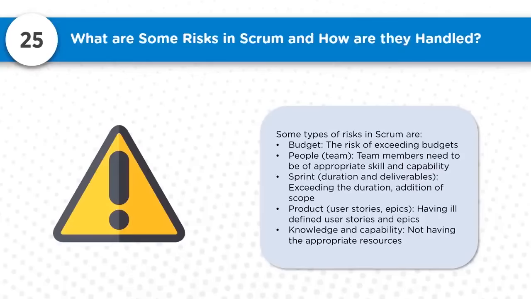Product risk refers to user stories and epics: having ill-defined user stories and epics that are not properly articulated, so there is no proper visualization when you look at the user story and no understanding. Nobody is explaining it correctly. Then knowledge and capabilities. It is not just related to the people here, it's an entire system: everyone who is involved with the specific resource and its capability. It can be technology capabilities also.